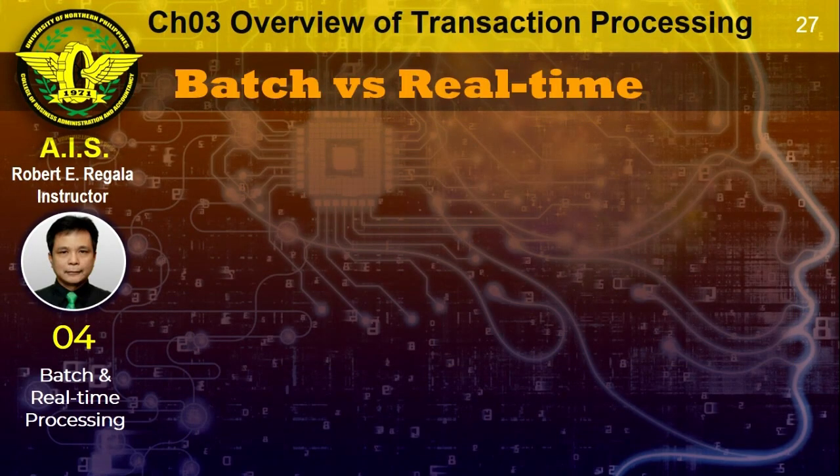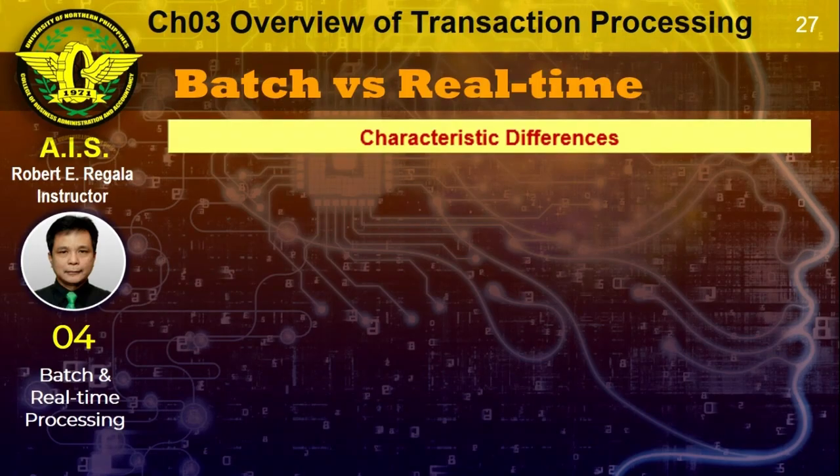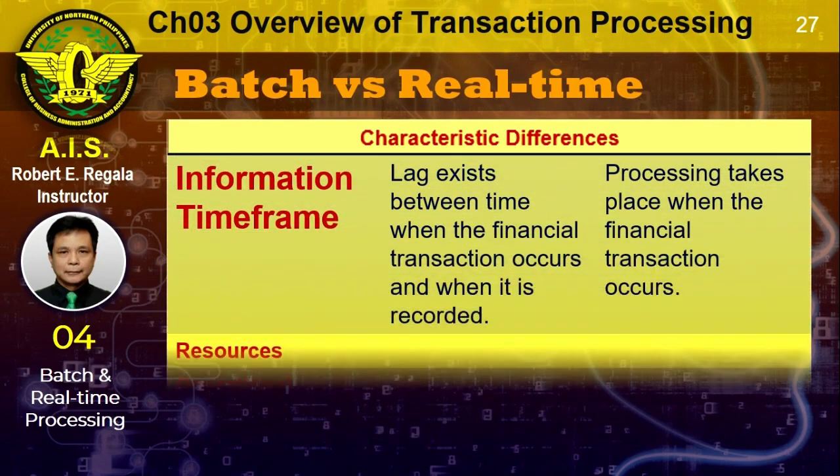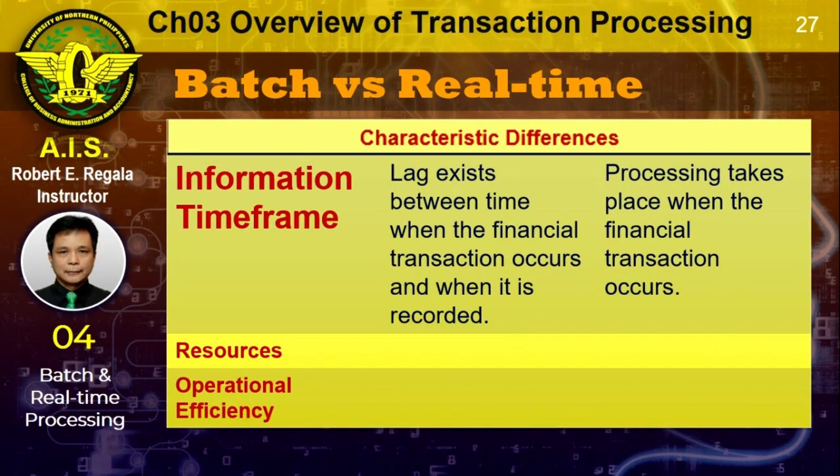Difference between batch and real-time processes. Once again, we will look at the characteristic differences of the two processes. We already learned that in terms of transaction processing, batch processes wait for a certain condition, like time lapsed or certain volume of transactions or a combination of both, before processing the transactions in a batch. That description is actually related to the first characteristic, which is information time frame. The amount of time lag depends on the frequency of batch processing, which can range from minutes to weeks.